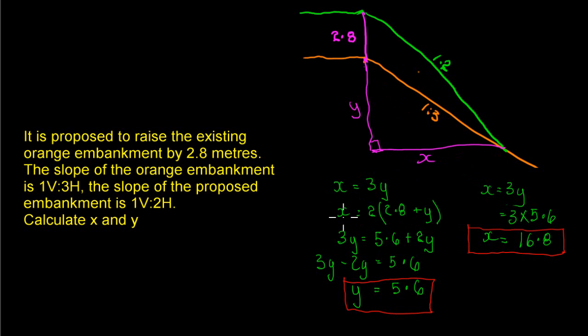So x in both cases is the same x, therefore we can say 3y equals 2 times 2.8, which is 5.6, plus 2 times y, 2y. Then change the sign, we get 3y minus 2y equals 5.6, so y equals 5.6. There we go, that's y done. Now we know that x equals 3y, that is 3 times 5.6, so x equals 16.8.